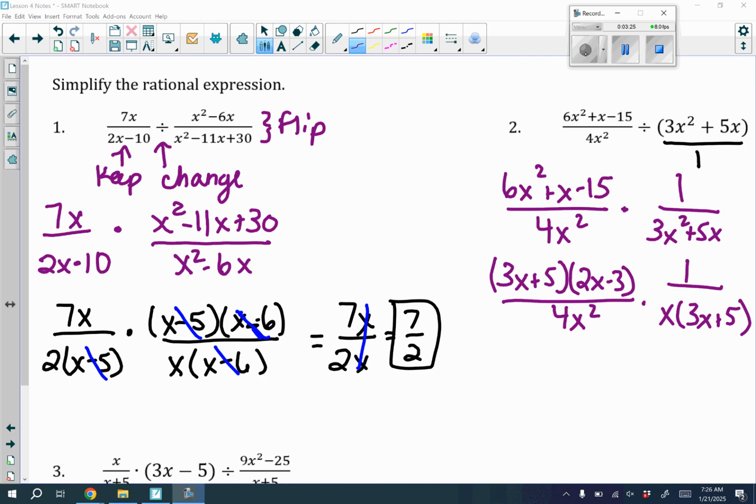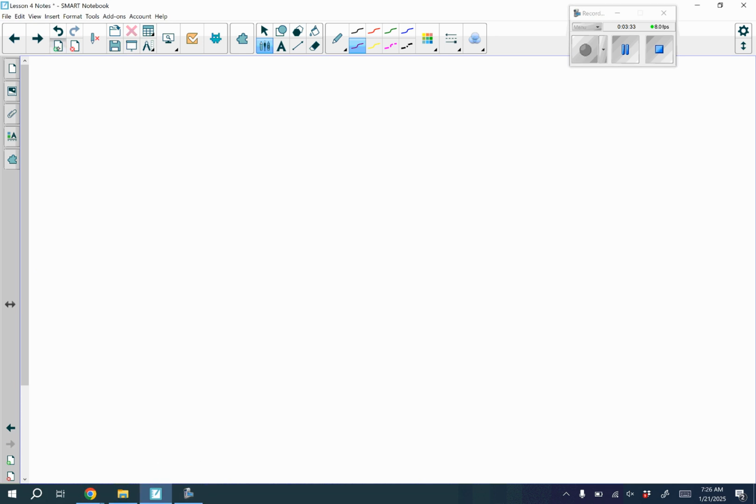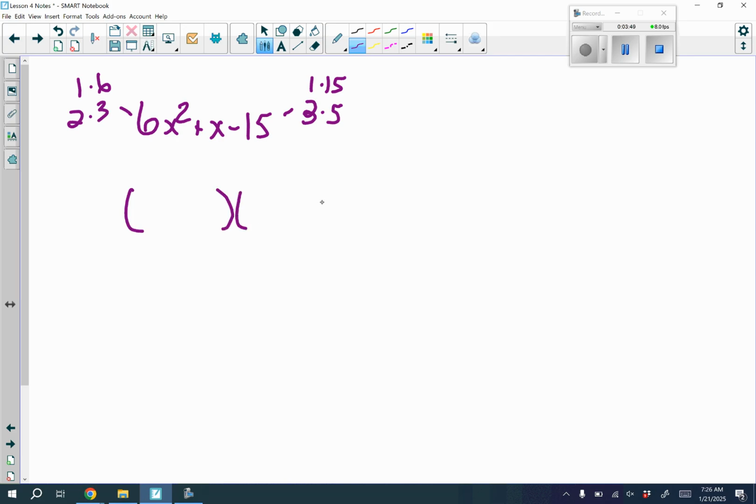Okay, here's what you should have gotten. Let's go back over how we factor this really quickly. This is when you have an a value other than 1. So when we have the 6x squared plus x minus 15, remember, not only do we need to find numbers that multiply to 15 here, but also to 6. And this is where we use the check and guess method.